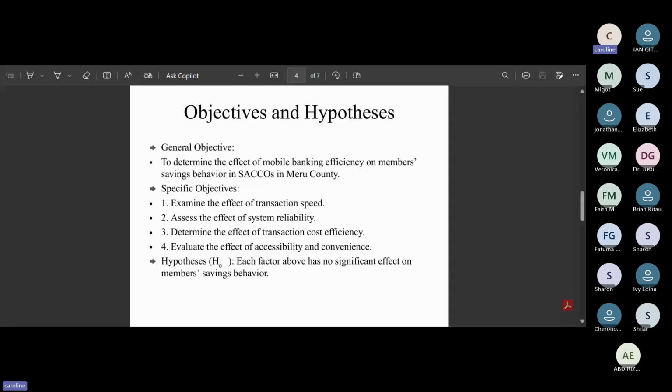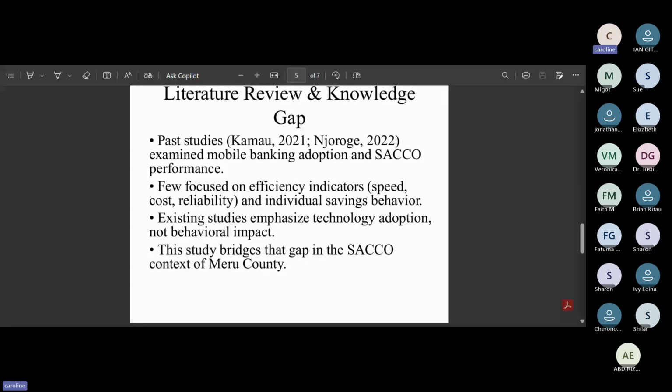Literature review and knowledge gap. That is the past studies that were done. That is by Kamau, who examined mobile banking adoption and SACCO performance. Also, few focused on efficiency indicators, that is the speed, the cost and reliability, and individual savings behavior. Existing studies emphasize technology adoption, not behavioral impact. This study bridges the gap in the SACCO context in Meru County.